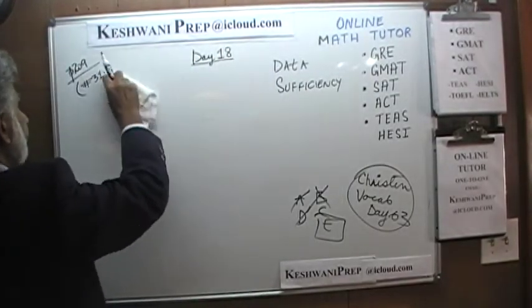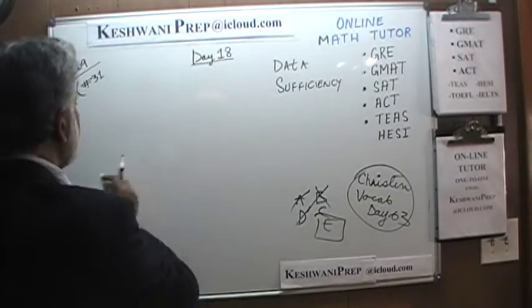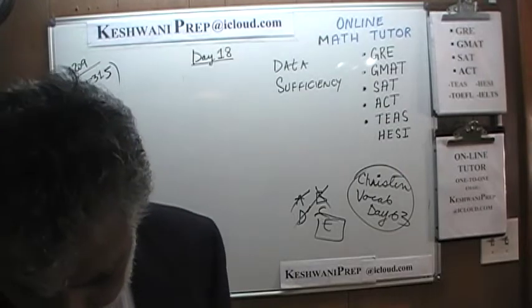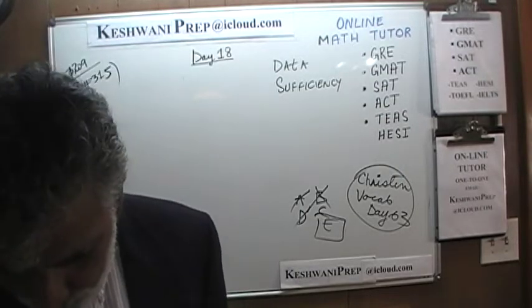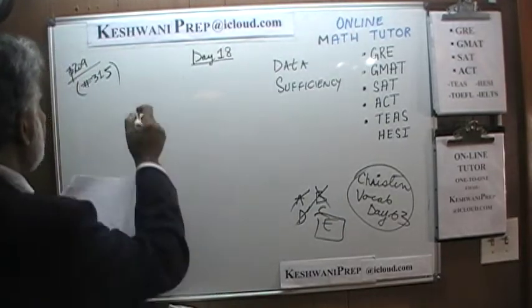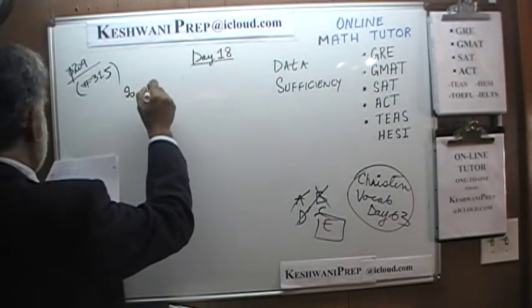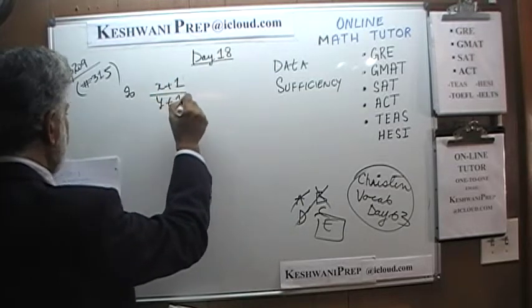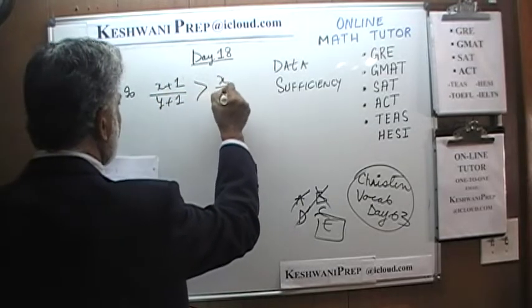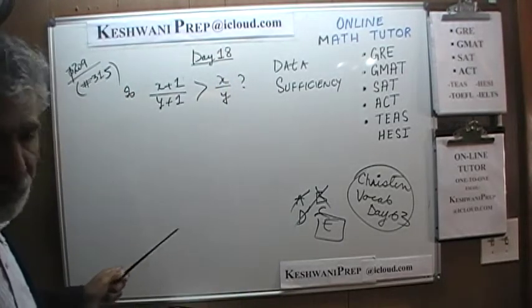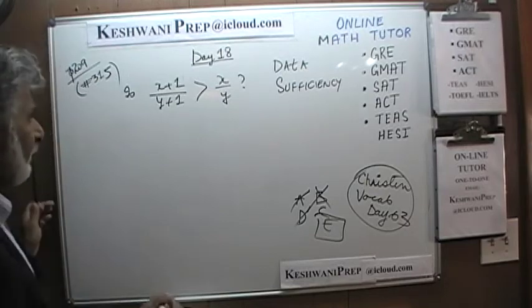Number 315 says, is (x plus 1) over (y plus 1) greater than x over y? Before we do anything at all, let's just simplify this. Let's cross multiply and simplify it.